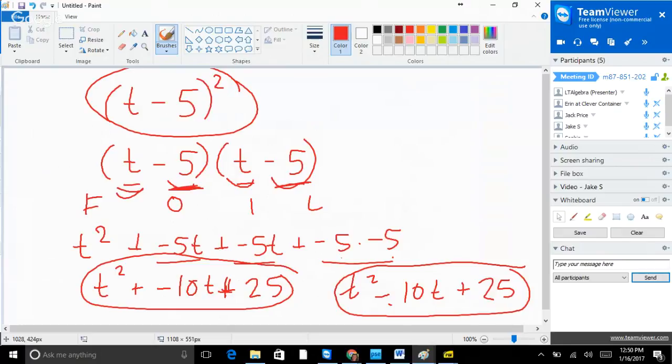So then, is everyone starting to feel a little bit more comfortable with that? I have one more example from the notes.